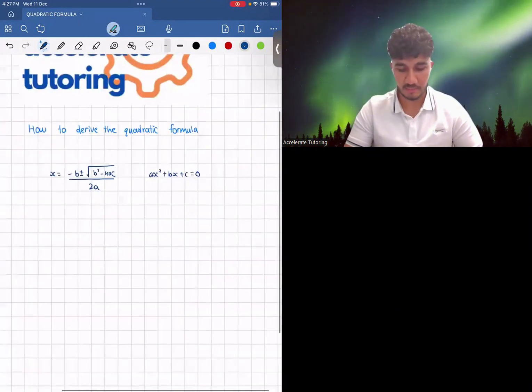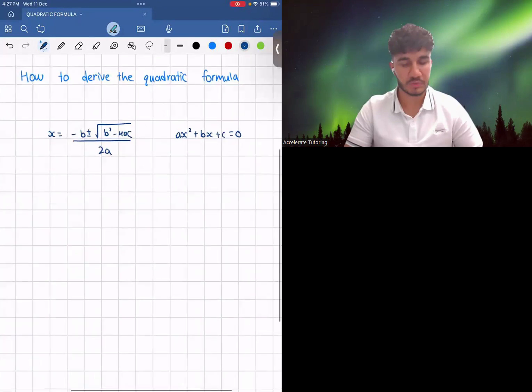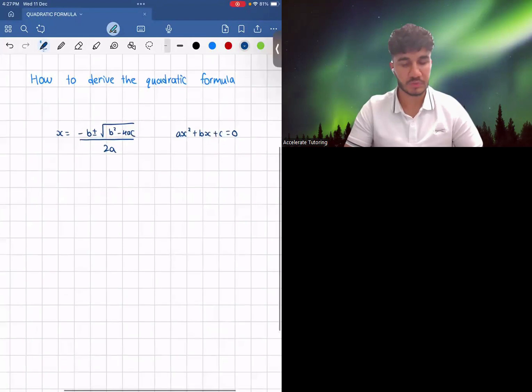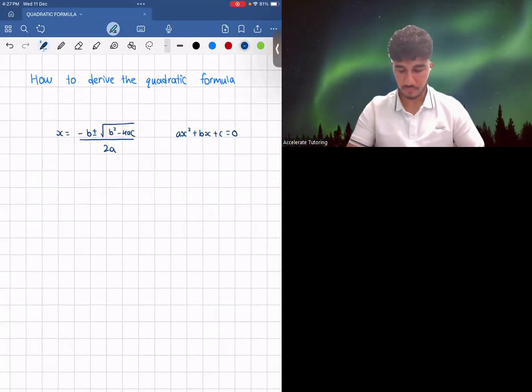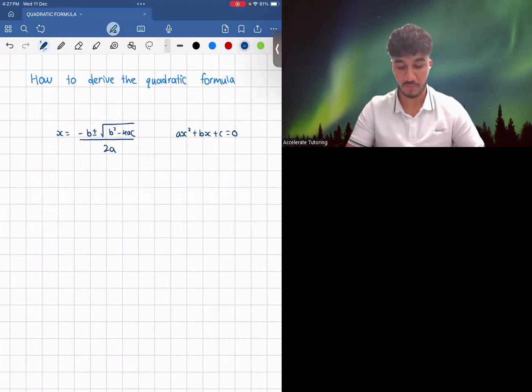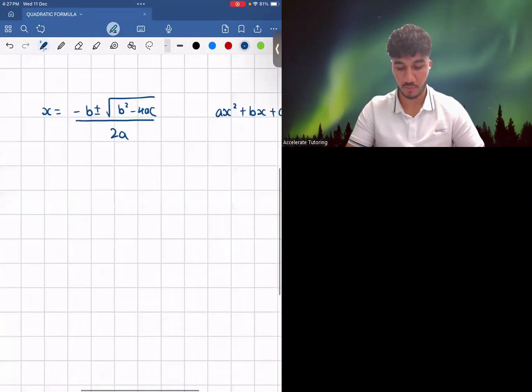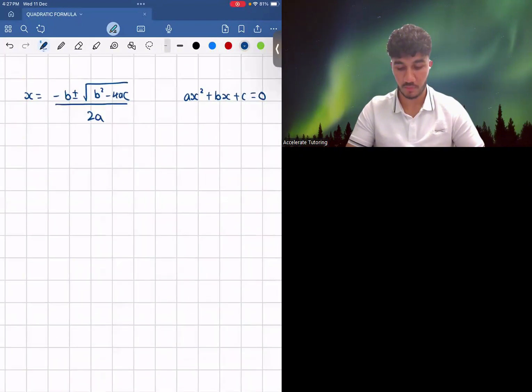Now, this is a topic that most students will look at in around year 8, year 9 mathematics. And for some, it may be a little bit confusing, but in my opinion, the quadratic formula is your go-to when it comes to solving quadratic equations. Now, how exactly do we derive this formula? This formula is actually derived from using the other method of solving quadratic equations, which is completing the square.